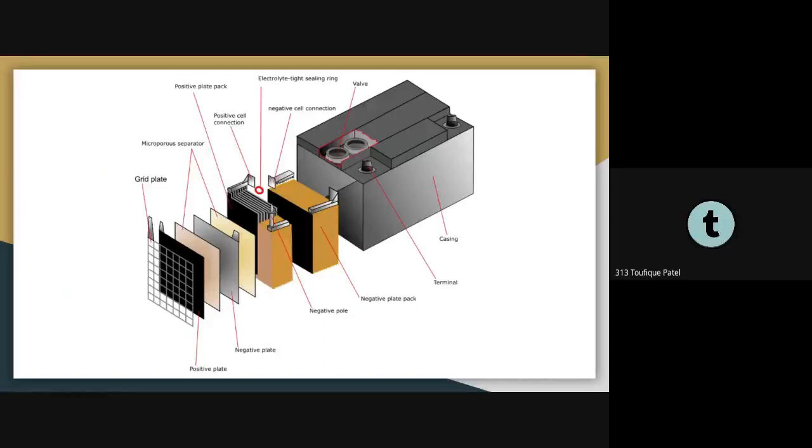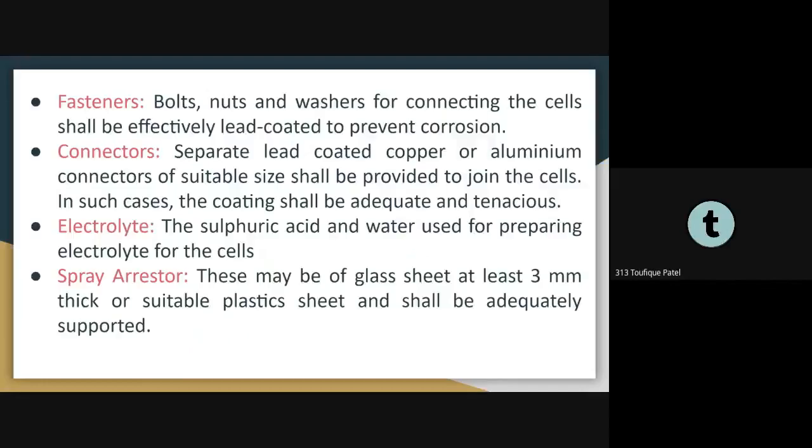So here we can see all the parts. First one is grid, micro porous separator, positive plate plaque, positive cell connection, electrolyte tightening seal ring, valves, negative cell connections, casings, terminals, negative plate pack, negative pole, negative plate, positive plates, and next one is fasteners.